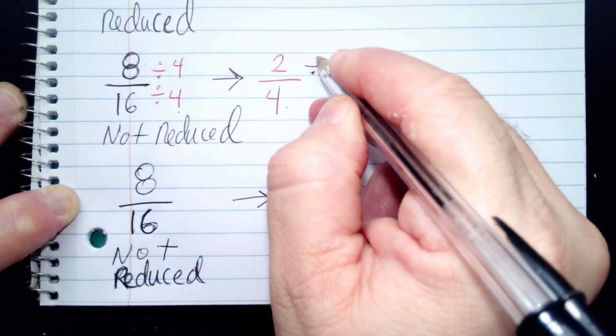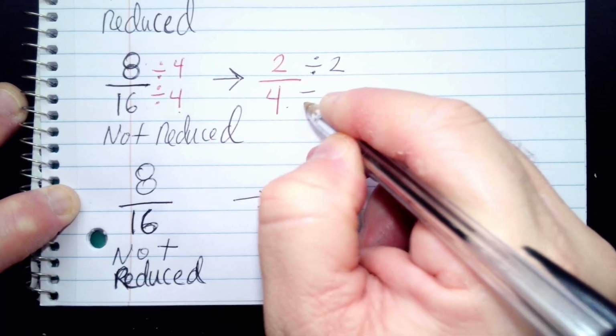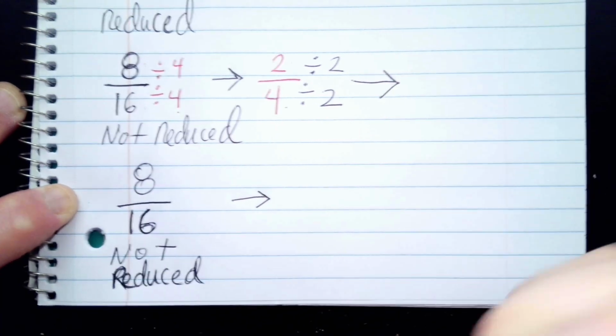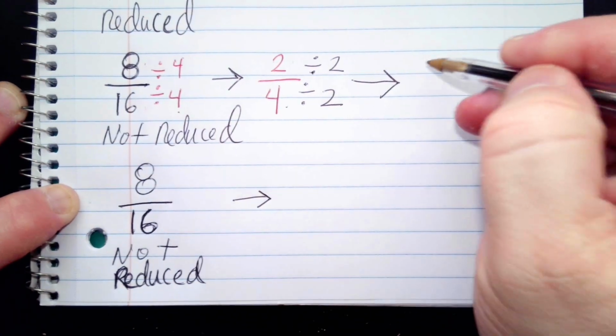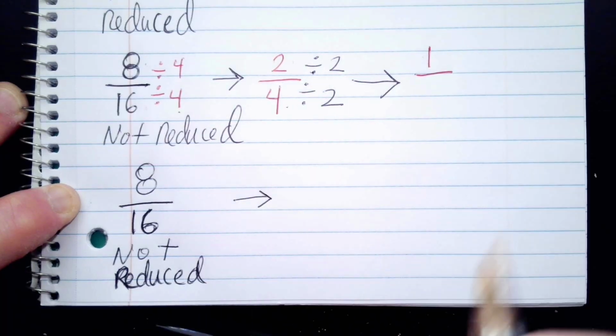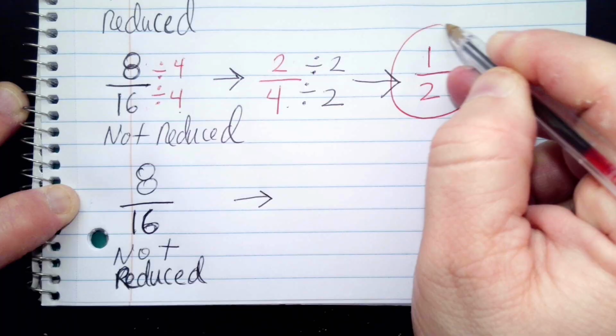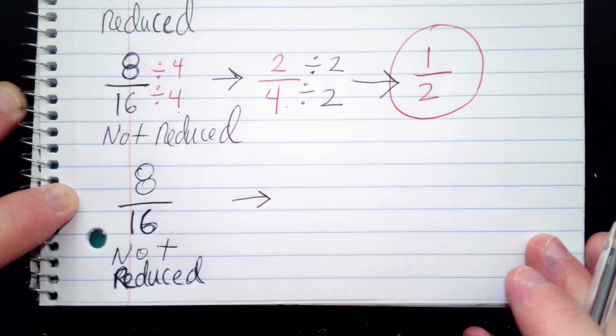So I'm going to divide both 2 into the top and into the bottom numbers. 2 divided by 2 is 1. 4 divided by 2 is 2. So we have our reduced fraction. I'm hoping this is helping you out.